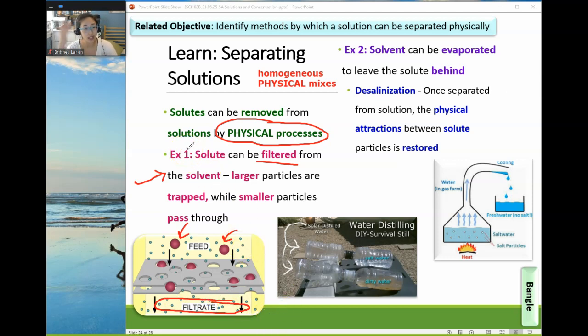So that way all the big ones end up on top of our filter and all the small ones end up underneath our filter. Again, just a physical separation. There's no chemical changes. The sand is still sand. The water is still water.